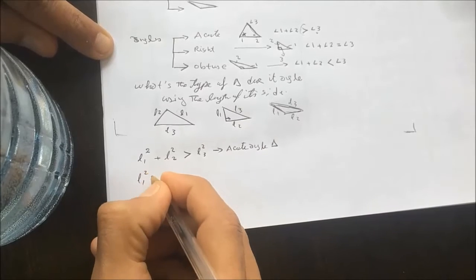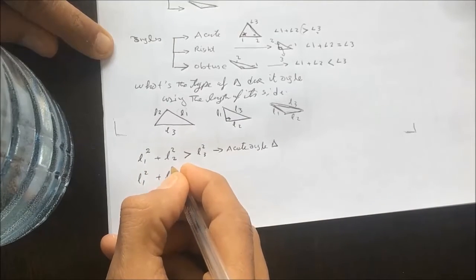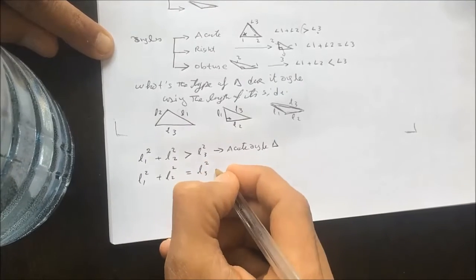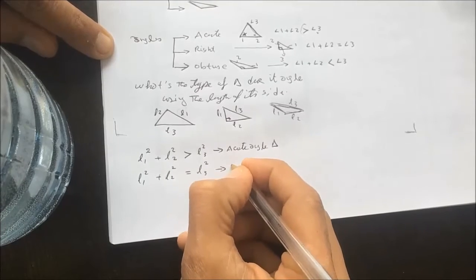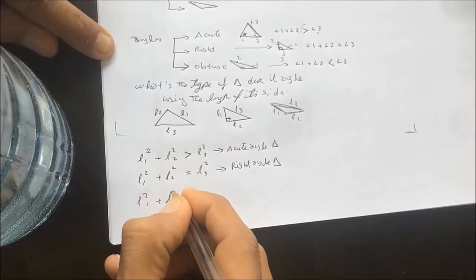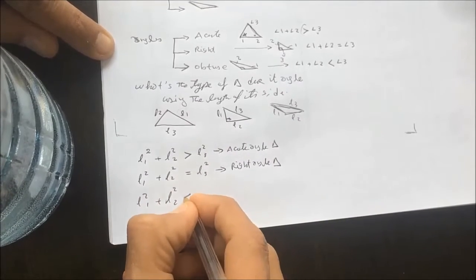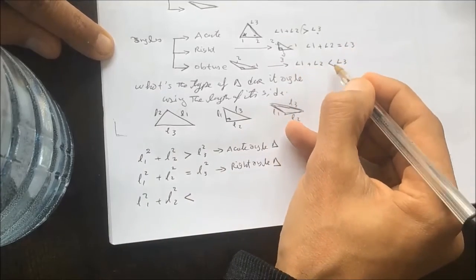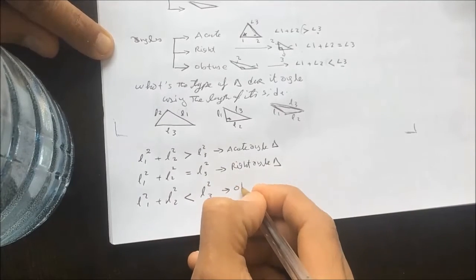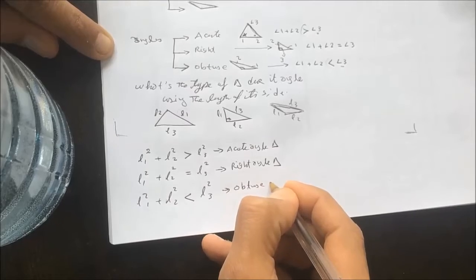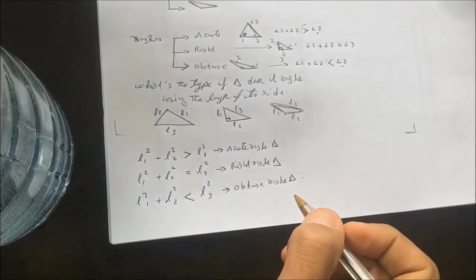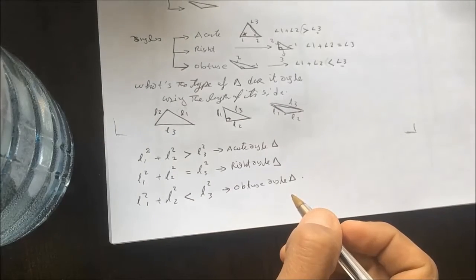If the square of the first and the square of the smaller sides is equal to the length of the third side squared, it's going to be a right angled triangle. If I take the square of the first and add it to the square of the second and find it smaller than the square of the third side, this is going to be an obtuse angle triangle.